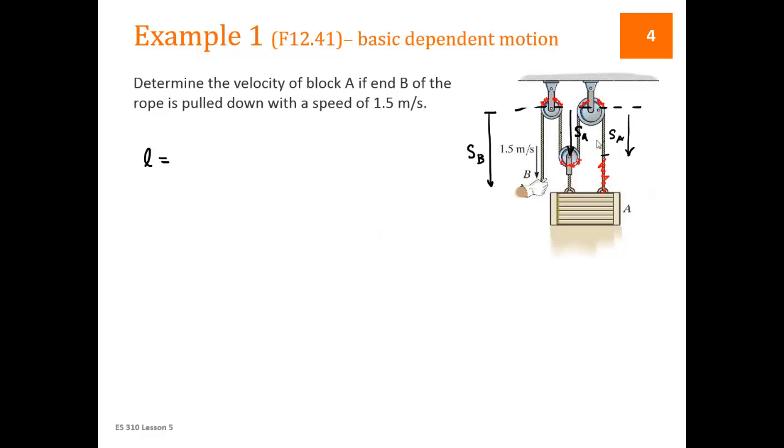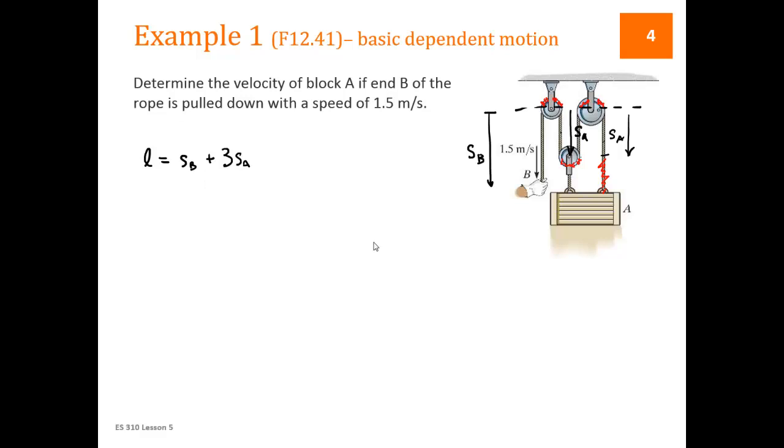So if we write the length of the rope, we've got SB, right, plus 3 times SA. There's this part, that's SA, that's SA, that's SA. And then the rest of it are the red parts that don't change length. So this is our length of the rope.